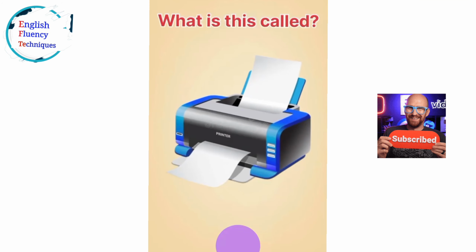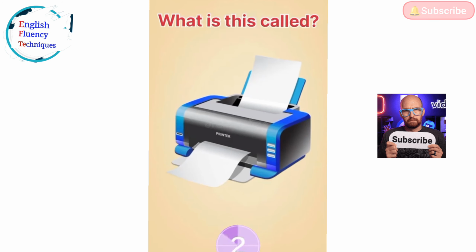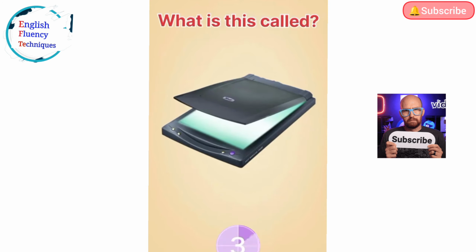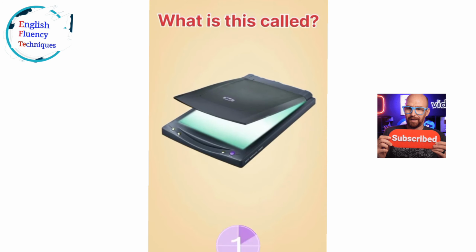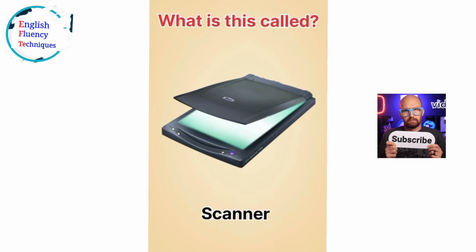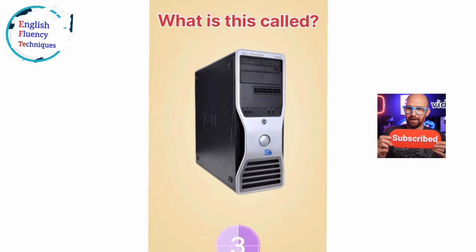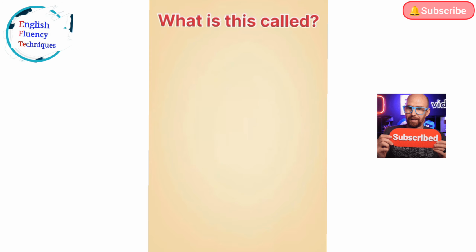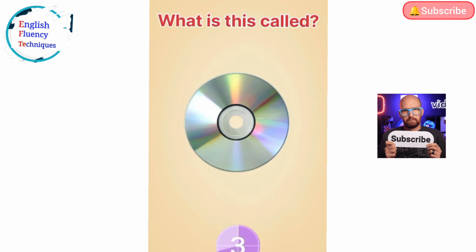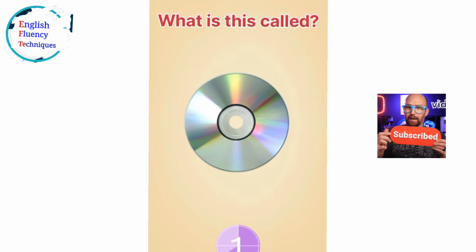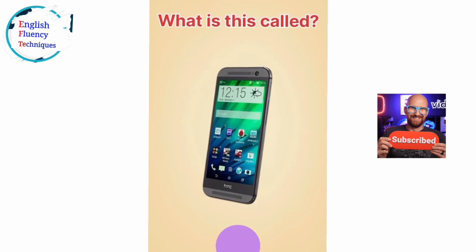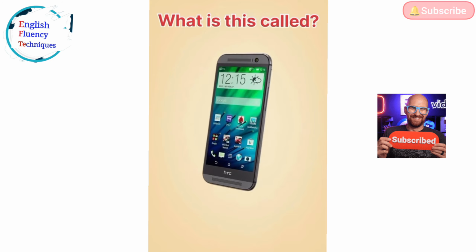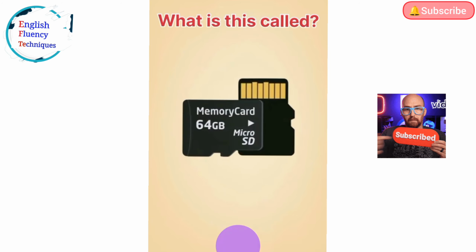What is this called? Printer. What is this called? Scanner. What is this called? CPU. What is this called? DVD. What is this called? Mobile phone.